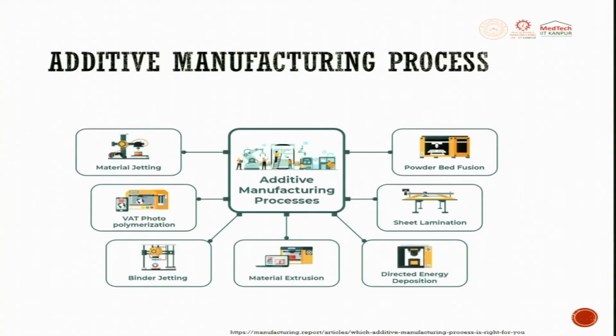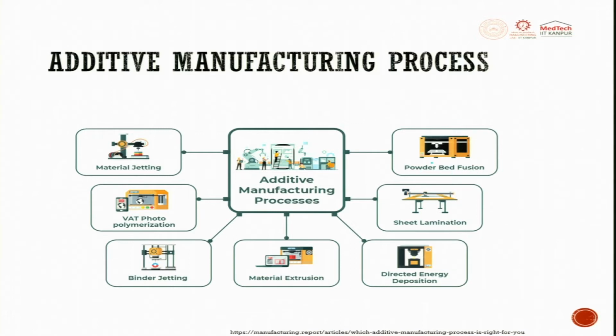Whatever classification we have seen, I have just put in a pictorial form so that you can remember it very nicely. So, this is material jetting, where the material can be a wire or a liquid form, they drop it and then it gets deposited. Vat is polymer based. Binder jetting, a binder is dropped down wherever the material has to be joined. Then we have material extrusion, directed energy deposition, sheet lamination and powder bed fusion.